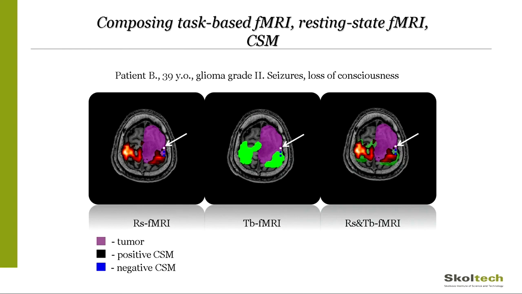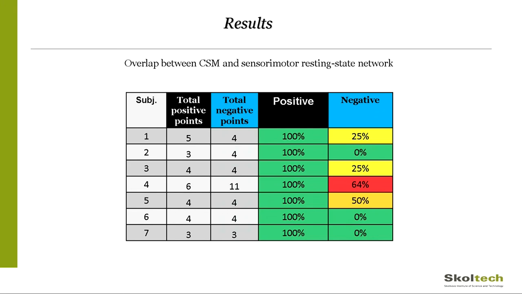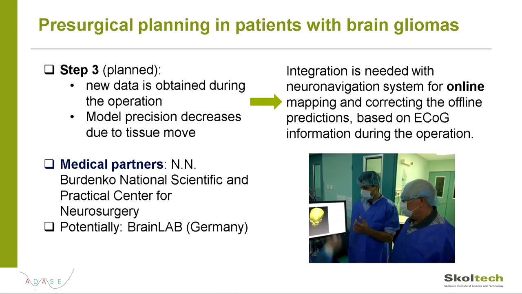For another patient. So these are quite a couple of examples of what we did. This is the overlap between the cortical stimulation map and our findings, in terms of sensitivity and specificity of the model, for the first seven patients that we have. So probably it's working quite well for preliminary analysis before the operation.